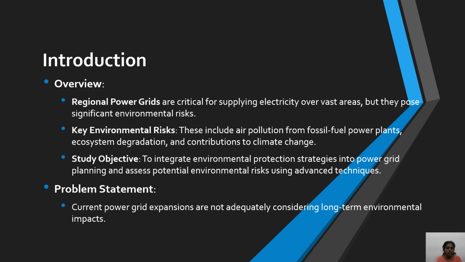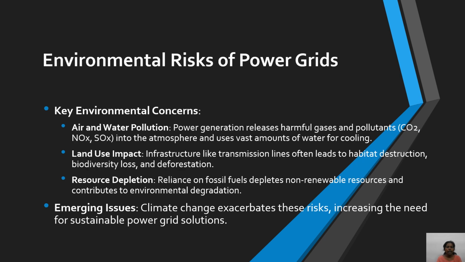Problem statement. Current power grid expansions are not adequately considering long-term environmental impacts. Environmental risk of power grids. Key environmental concern: air and water pollution. Power generation releases harmful gases and pollutants into the atmosphere and uses vast amounts of water for cooling.